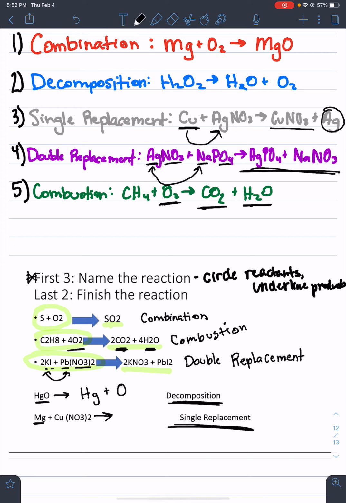All right, this next one is a single replacement one. So we're going to have a single element that's going to go in and replace a different one and kick it out. So Mg is going to go in and replace Cu. So you're going to get Cu by itself plus, and then you'll get MgNO3.